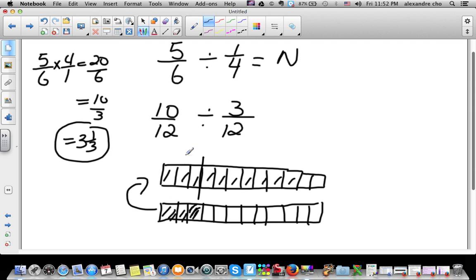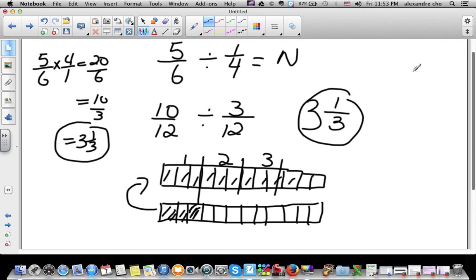Well, here's my first loaf of bread. Here's my second loaf of bread. Here's my third loaf of bread. So I can make 3 full loaves of bread and 1 piece out of how many that I'm trying to put in there? 3. I can make 3 1/3 loaves of bread with that.